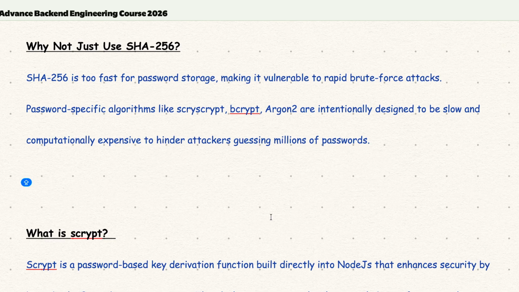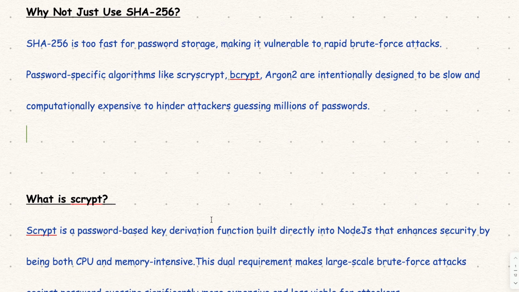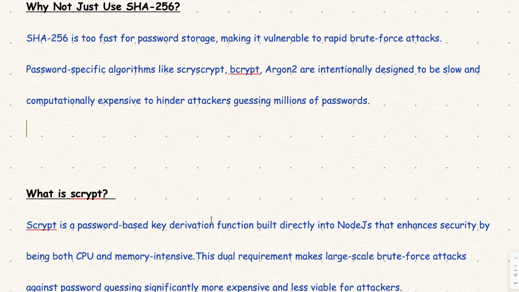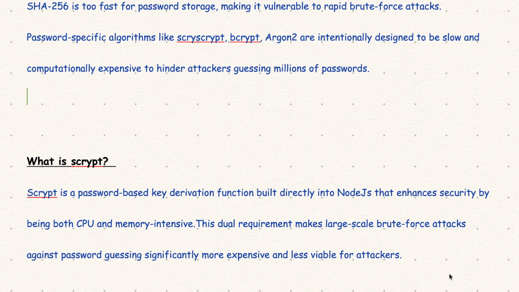For our Node.js course, we are going to use scrypt because Node.js already provides it through the built-in crypto module. That means we don't need to install any other package just to use it. Now, what is scrypt? Scrypt is a password-based key derivation function. It is designed to make password guessing more expensive by requiring both computational work and memory. And because Node.js provides scrypt through the built-in crypto module, we can use it directly in our application. Let's see how it works.